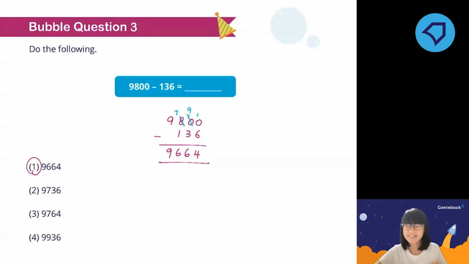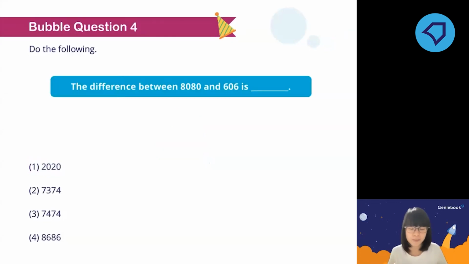You got it correct? Well done to those of you who got it correct. Let's move on, shall we? And let's see whether you guys are able to do this one as well. So do the following. We need to find the difference between 8,080 and 606. So let's take a look, okay? I do have a handful of you who gave me option number 2.